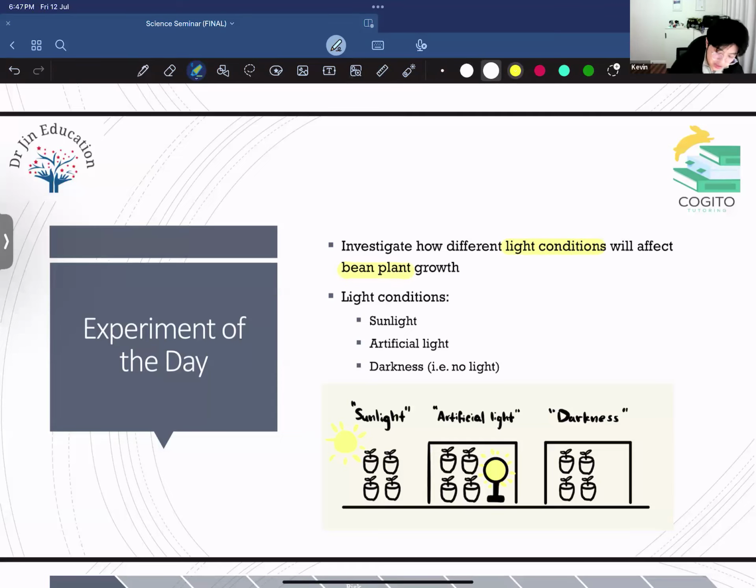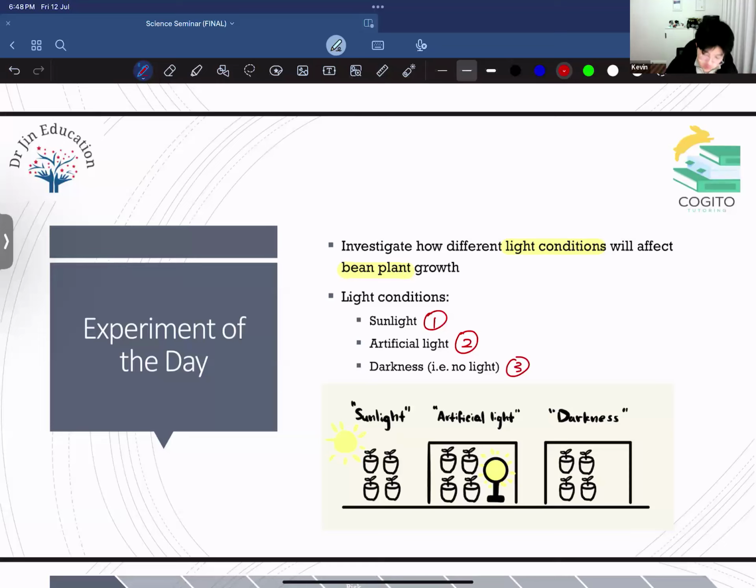When I talk about different light conditions, there are 3 of them. Number 1 is just normal sunlight. That's like you put the plant in normal sunlight and then see how it grows. Number 2 is artificial light. I'm sure lots of you are using a light or a table light or something like that. That's artificial light. So it's not natural sunlight, but it's also a light source. And number 3 is darkness.